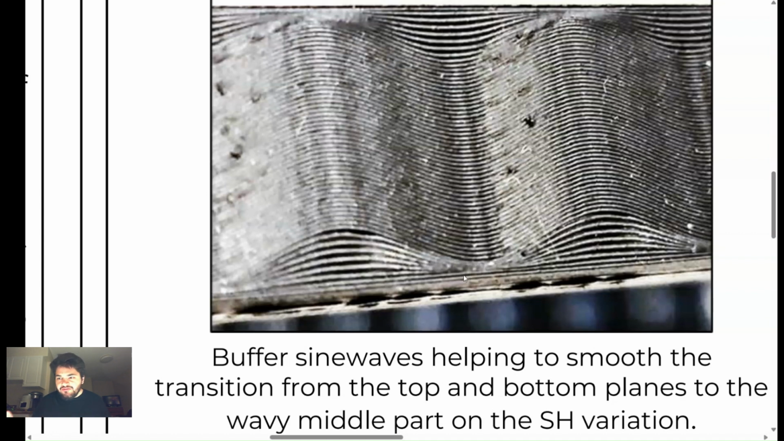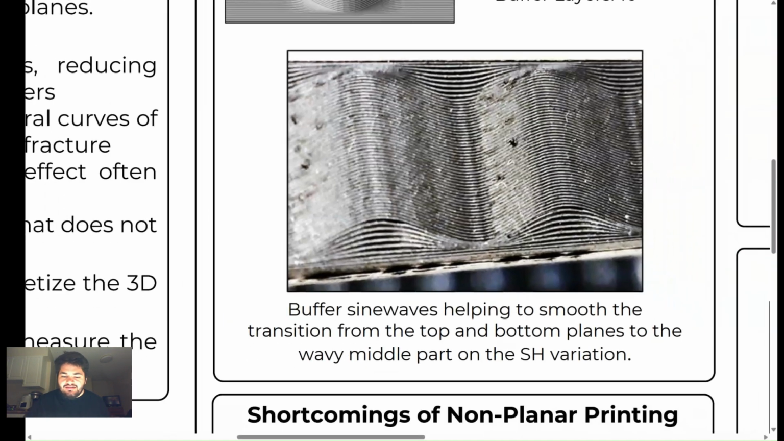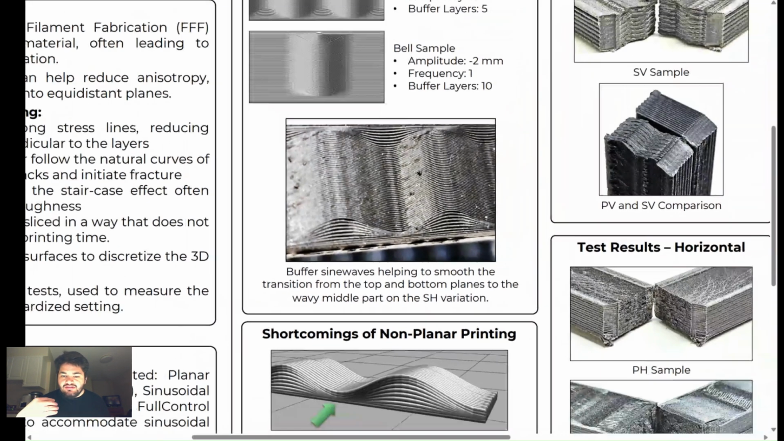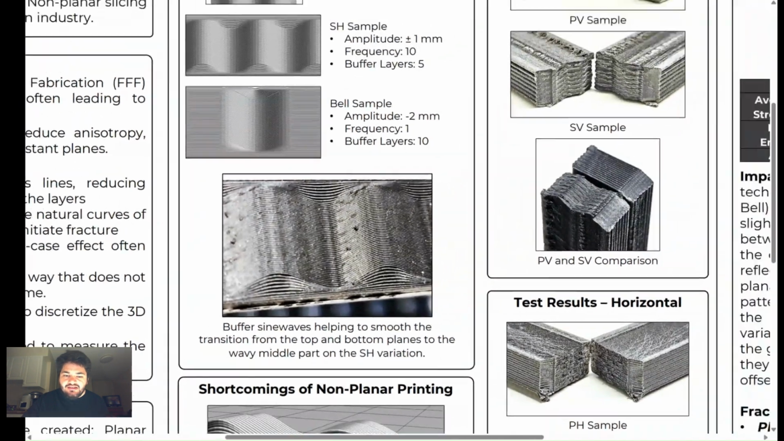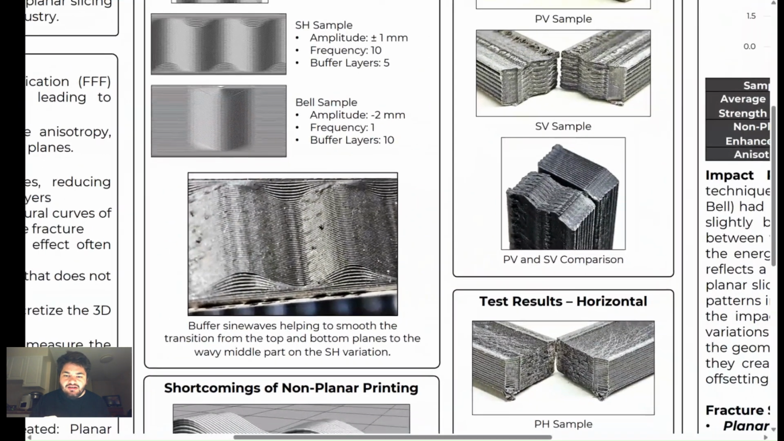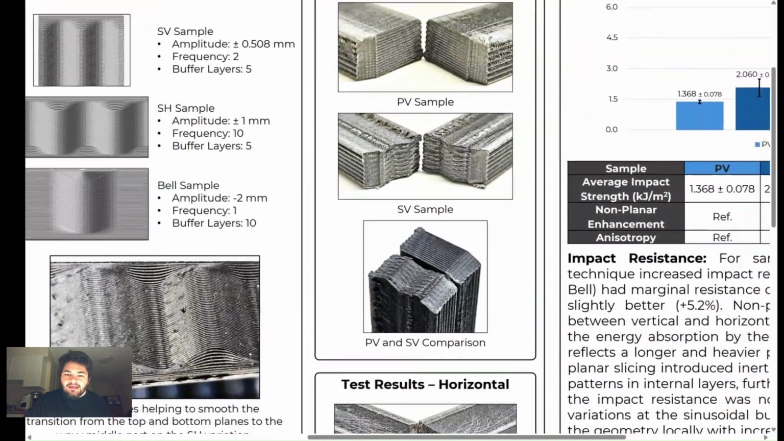So maybe we need further testing to see if we have different and significantly different results. But as it stands, I cannot confirm statistically that the bell-shaped or the sinusoidal-shaped are stronger in the horizontal direction, only in the vertical direction.